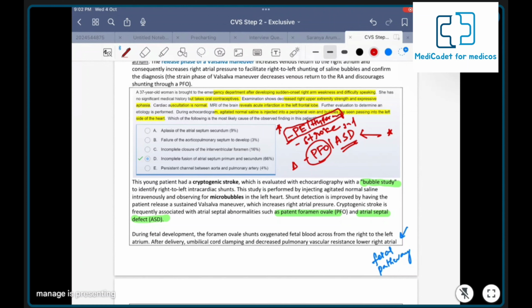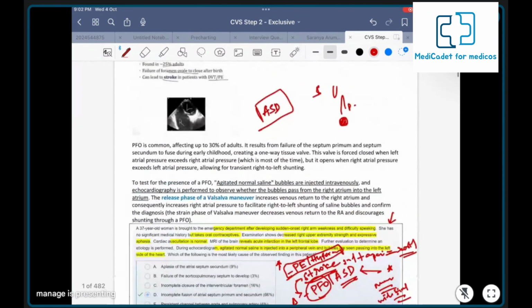Or in some questions, for example this question, they concentrate more on the stroke component. They explain in detail about the stroke, that he had right arm weakness and something like that, and sometimes aphasia and things like that to express the cortical involvement. And the answer in most cases will be PFO or ASD, and that is mainly dependent on the murmur and the wide fixed splitting that we discussed before. Okay, so we will see what PFO is.